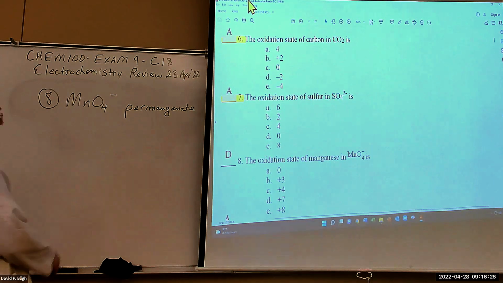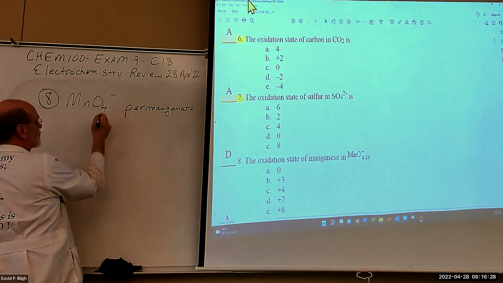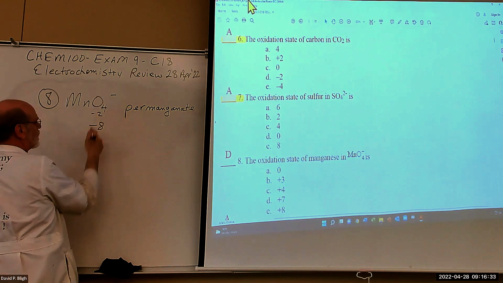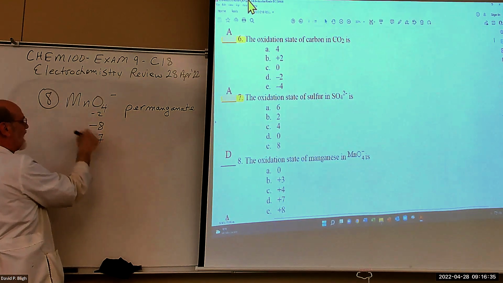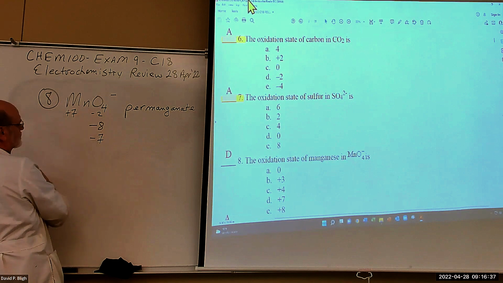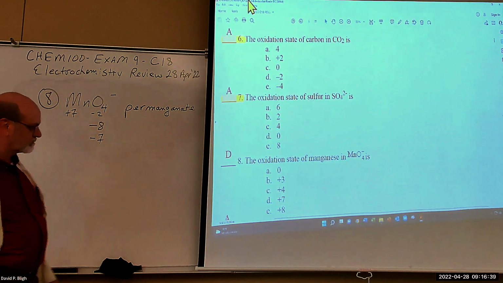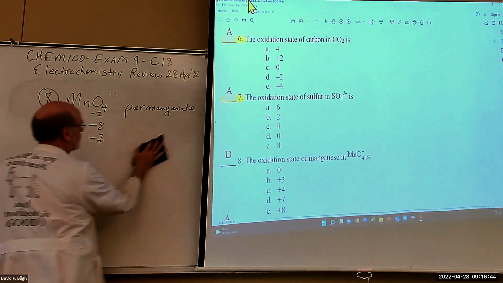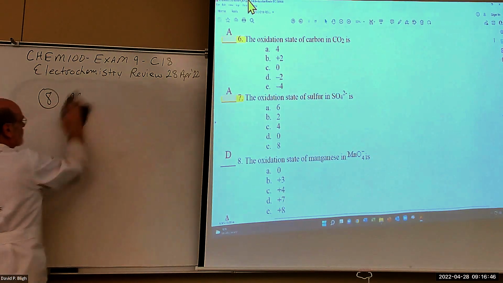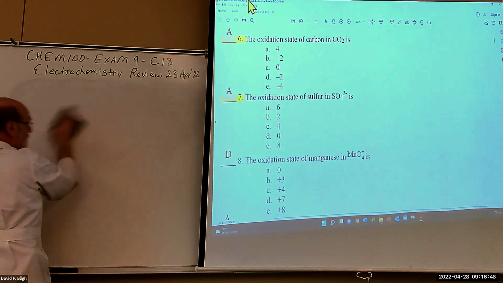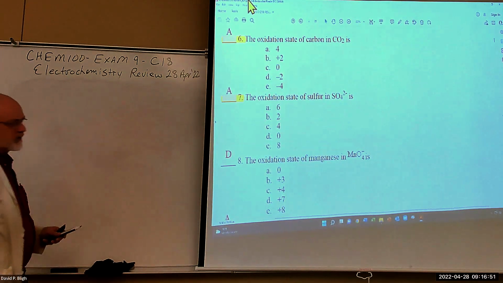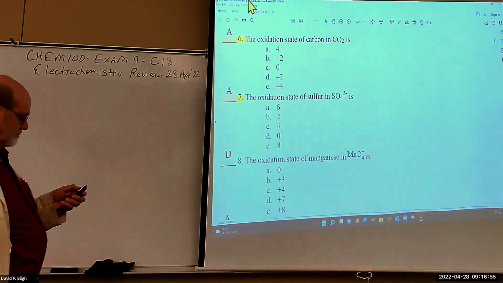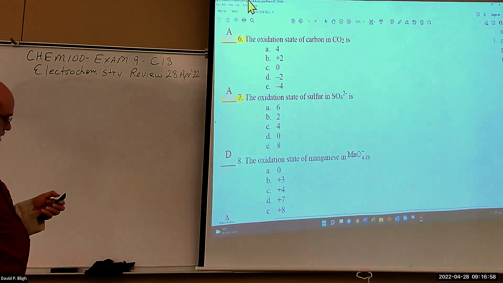Okay, so for the permanganate, we have to end up with a -1 charge. So -2 to start with means -8 total, and -7 is all we have to balance. So this is a +7. There it is right there. Okay, we slid that one in. It's kind of good we did, because MnO4 can either be a -1 charge or a -2 charge. And it's important to know the difference. Let's see.